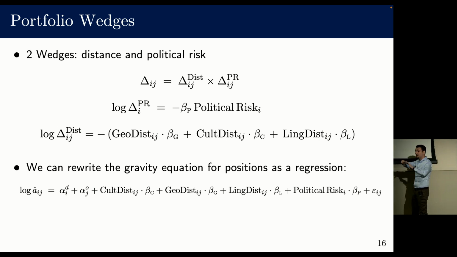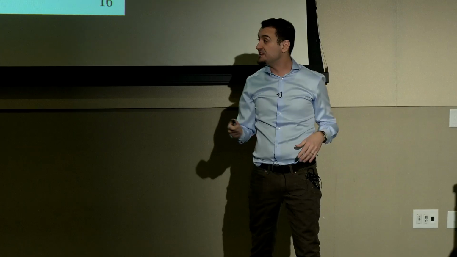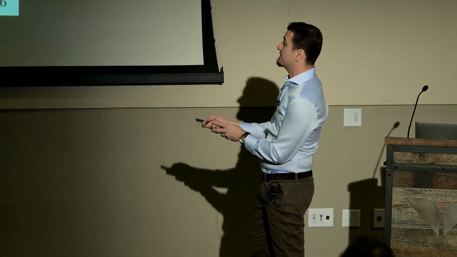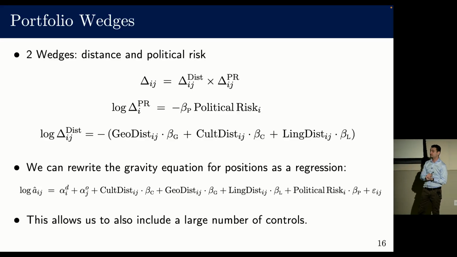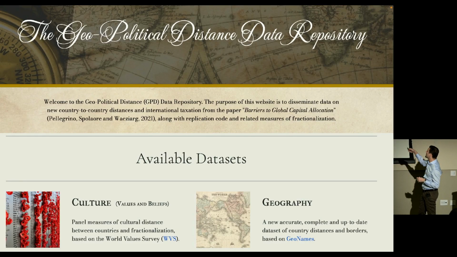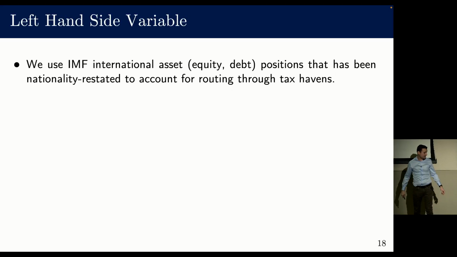The nice thing about having this regression design is that we can control for a lot of stuff. We can put a lot of controls in this regression. And in addition, notice that even if you don't think that we're measuring risk properly at the destination country level, we have destination country fixed effects that capture differences in fundamental risk across countries. So we have a very rich set of controls in this regression. Okay, and all of this data is available through a new website that we've created, the Geopolitical Distance Repository. So feel free to visit that.